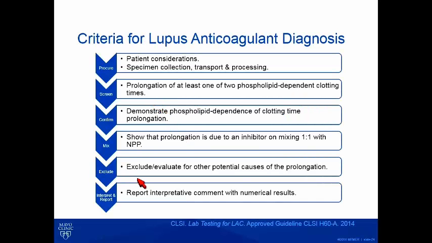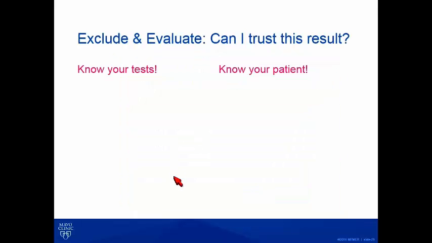So how about that exclude-evaluate step? This comes down to, can you trust the results you're getting? And what do you need to know for this? You need to know your tests. What tests is it that your labs are doing, and what are the limitations of that test?